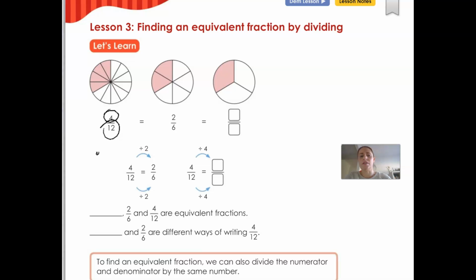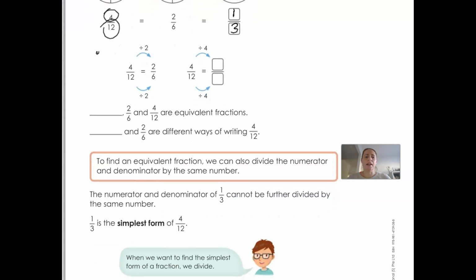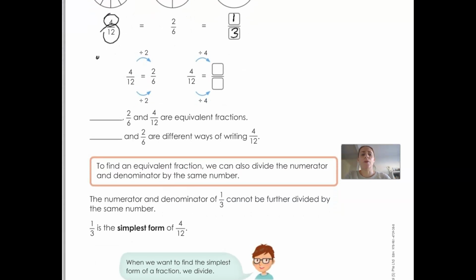Okay, so 2/6. And here we've got, what's the total? The total of the parts is 1, 2, 3. So we put 3 in the denominator. And how many parts are shaded? Well, just one part is shaded. So 4/12 is the same as 2/6, which is the same as 1/3. I hope you understood that. If you don't, rewind.